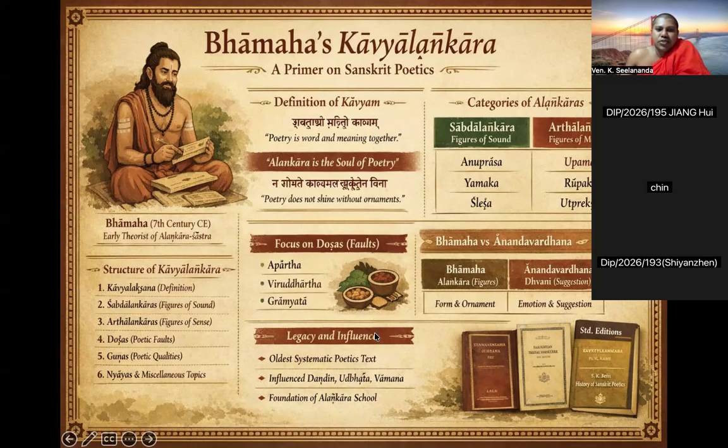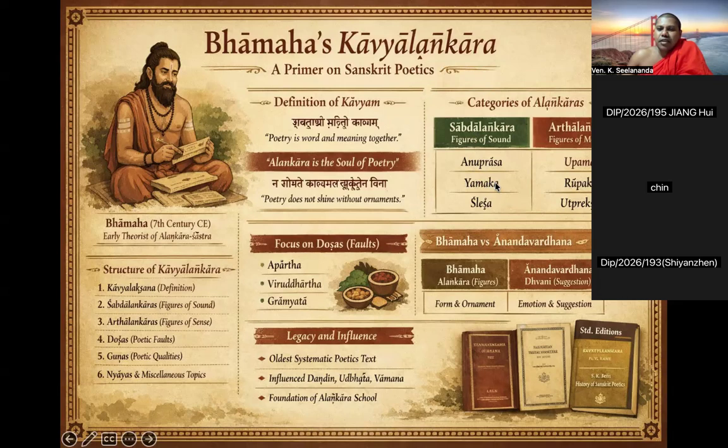He explained doshas, excellences, and Alankaras. Alankara can be divided into two parts: Shabda Alankara, figures of sound, and Artha Alankara, figures of meaning. We have discussed Anuprasa before. Anuprasa is a figure of sound, letters repeating. We can take it as a sound Alankara.